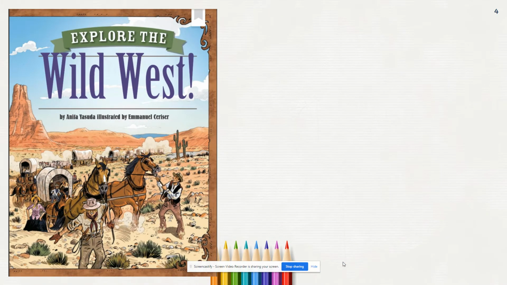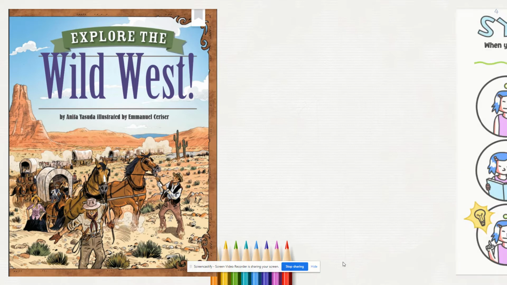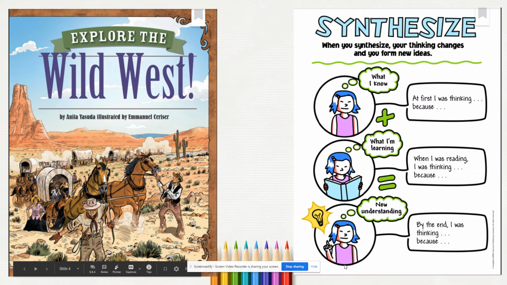Today we will be rereading an informational text called Explore the Wild West, which tells about the migration of settlers from the eastern United States to land west of the Mississippi River. As we read, we will synthesize or put together pieces of information to make a new idea. Information can be found in different parts of the same text, or it can be drawn from an outside source or previous knowledge. In previous lessons, we have studied how to synthesize your ideas.